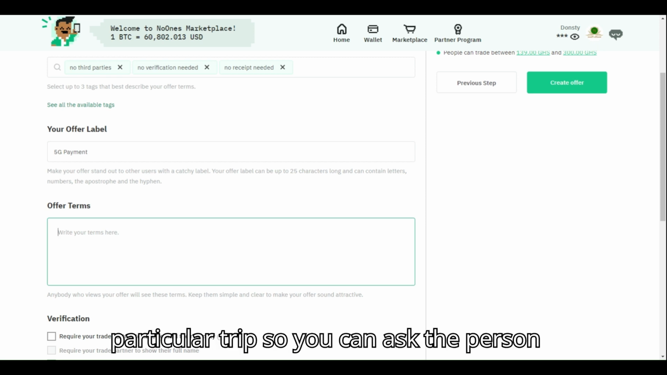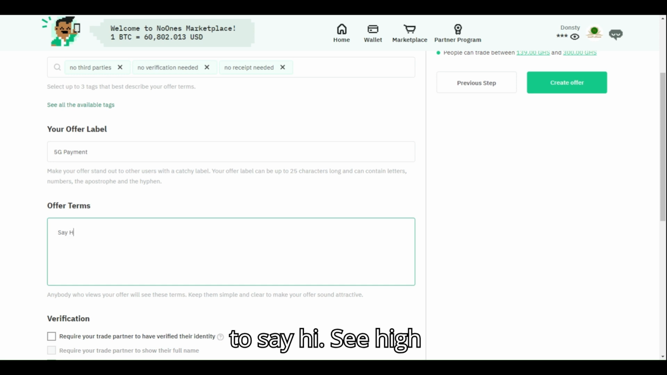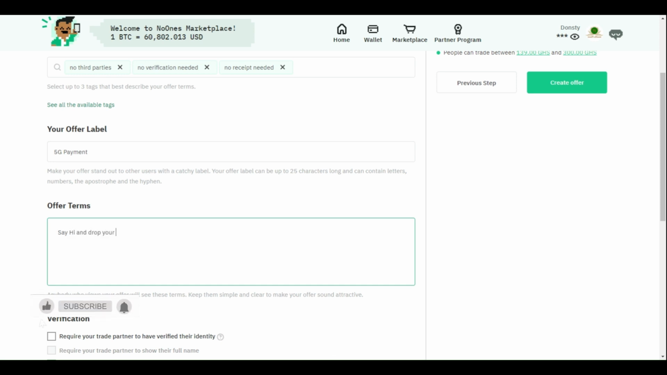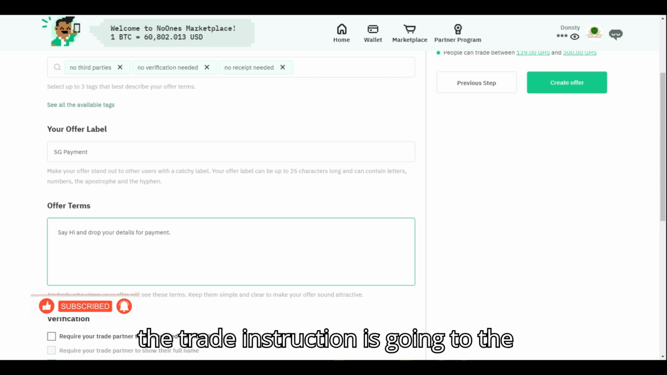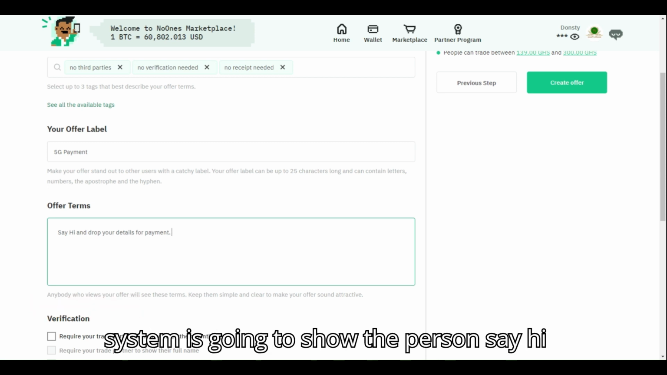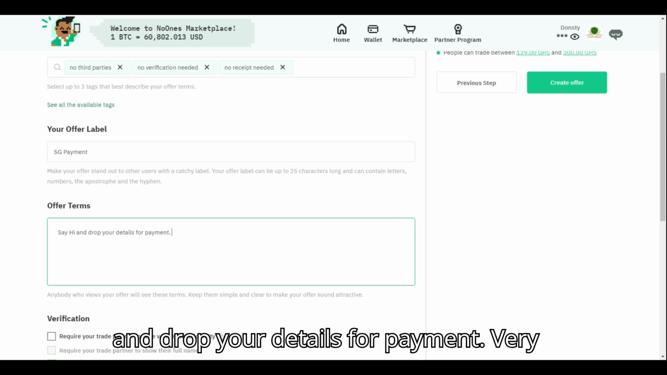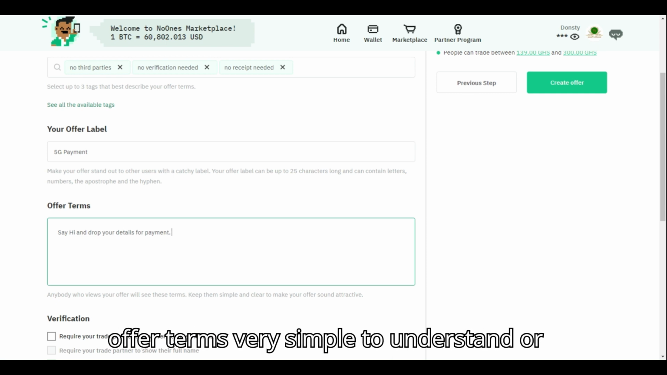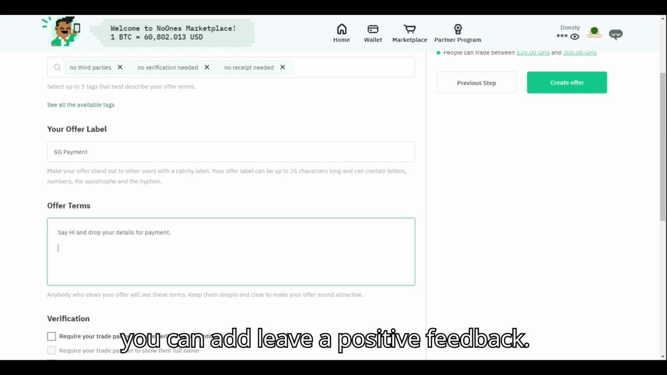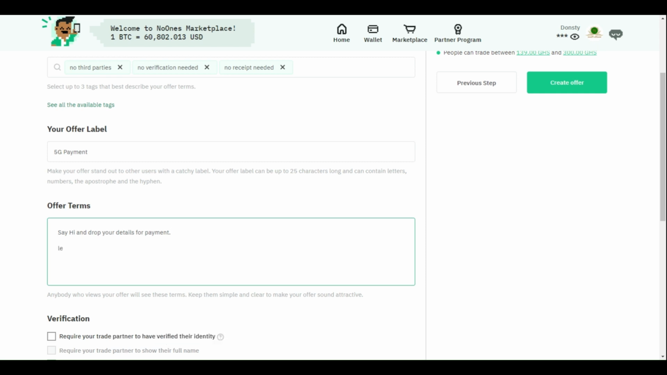So you can ask the person to say hi and drop your details for payment. Whenever someone opens a trade, this is the trade instruction the system is going to show the person: say hi and drop your details for payment. Very simple. Always make sure you make your offer terms very simple to understand, or you can leave a positive feedback.